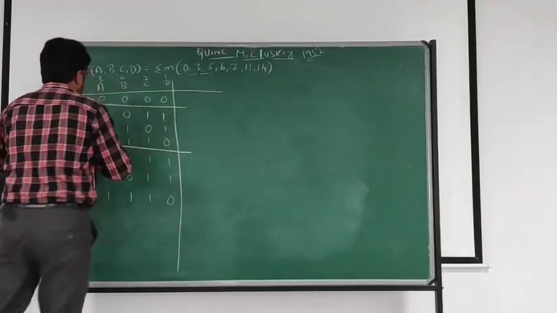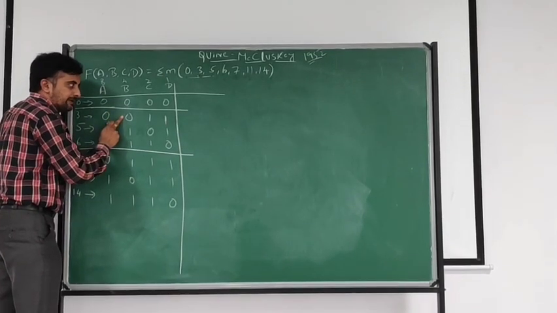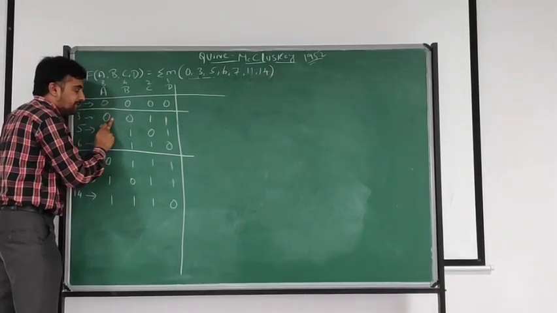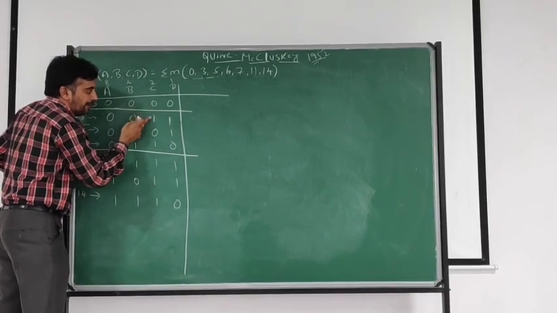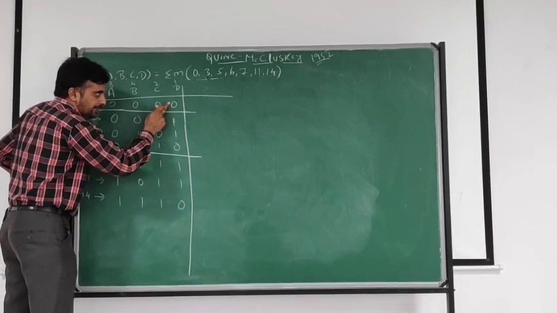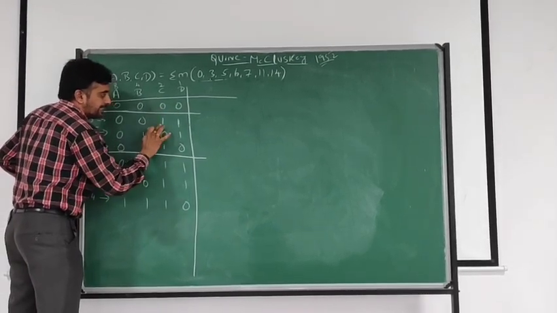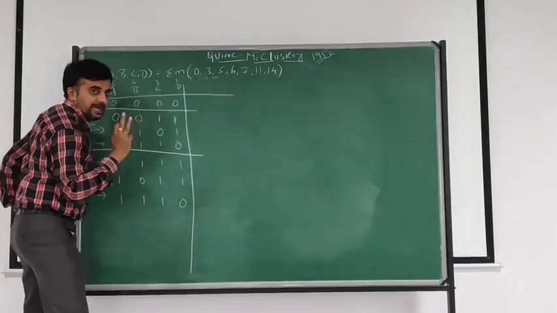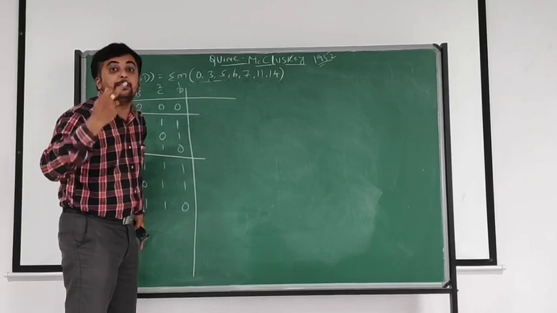See here, the first 0, 0 should be the same, so you can put it as it is, 0 only. Here also 0 only. Here the values should be complements: 0 should be switched to 1, and here also 0 should be 1. So they should not be the same, so we have to put a dash. But if both the numbers are switching, we have to put a double dash.